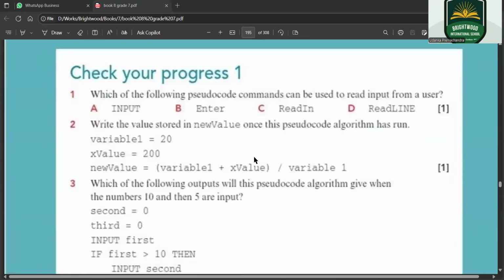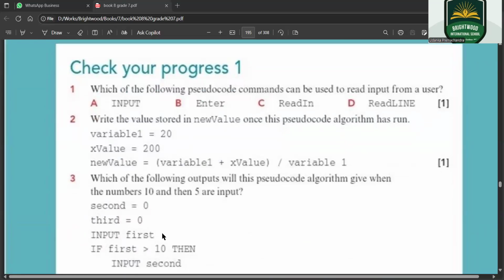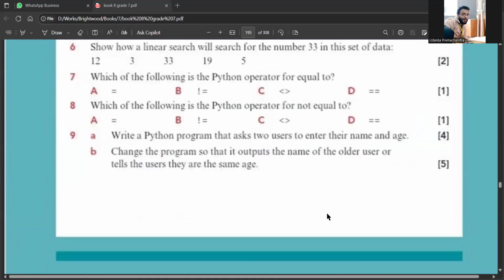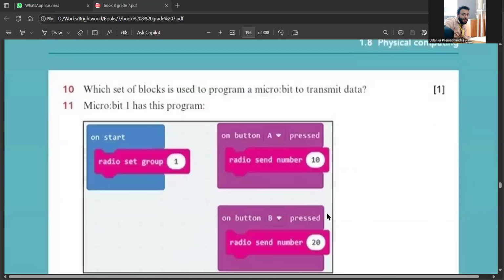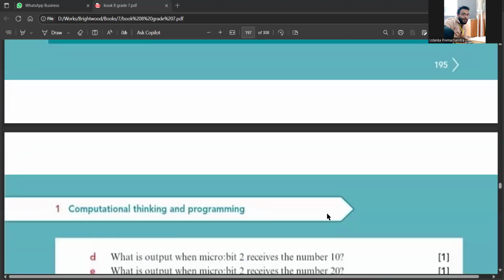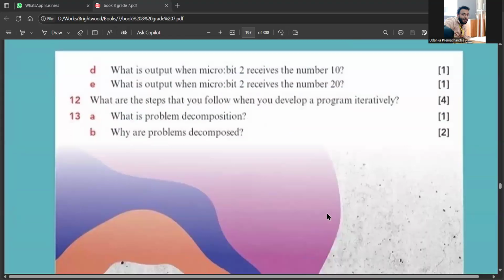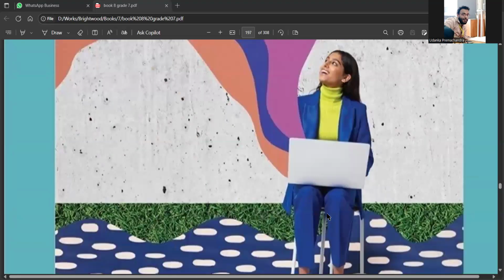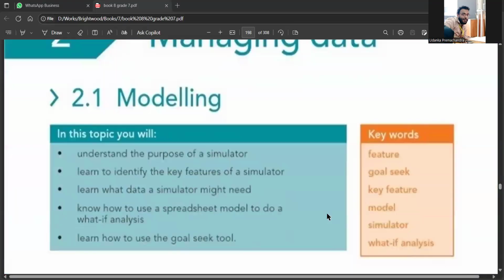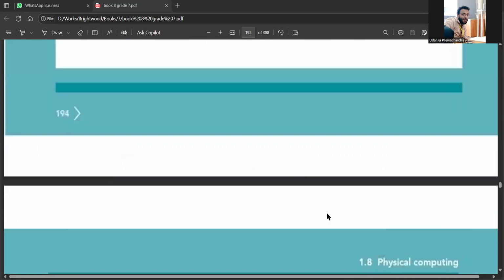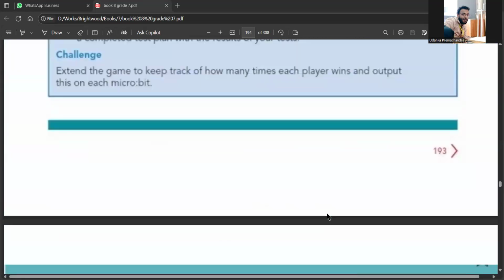They have some questions for you, for the check process. You can do them, and later on I will discuss them. You can do these questions.